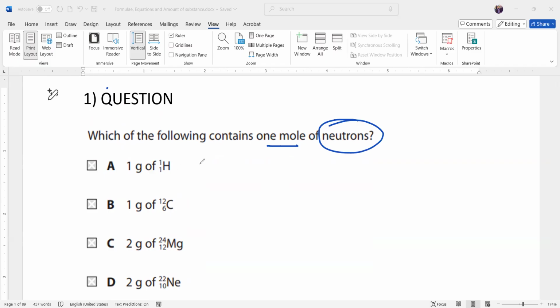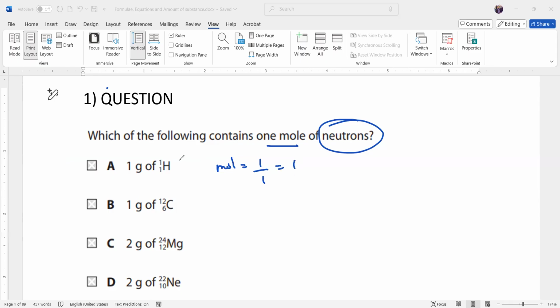1 gram of hydrogen. Look, first, 1 gram of hydrogen, how many moles are there? Moles equal mass in grams divided by molar mass. What is the molar mass of hydrogen? Here, it's not a hydrogen molecule. It is 1 mole of hydrogen atoms. So the molar mass will also be equal to 1. So we got 1 mole.